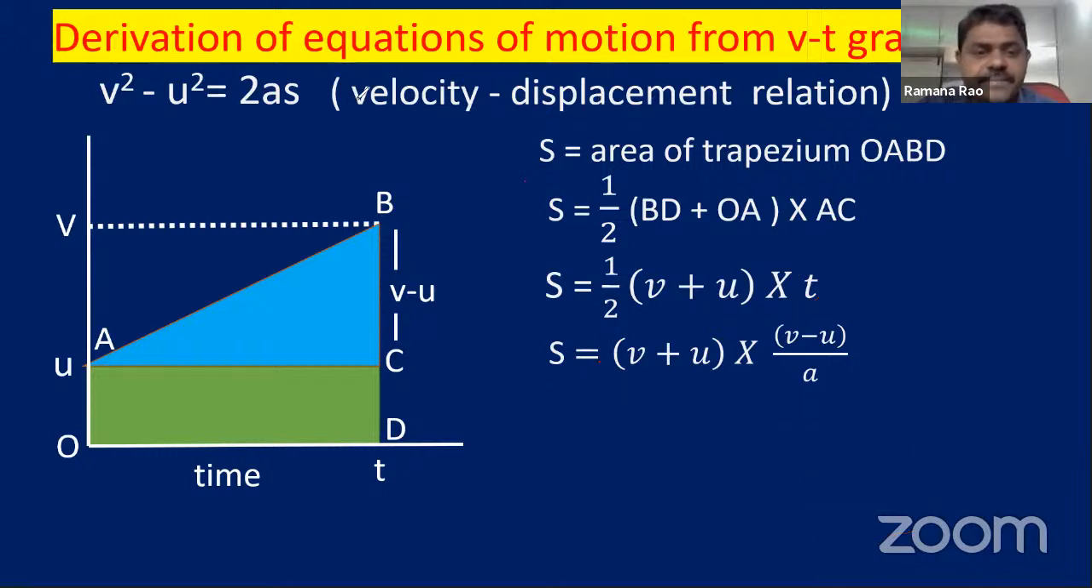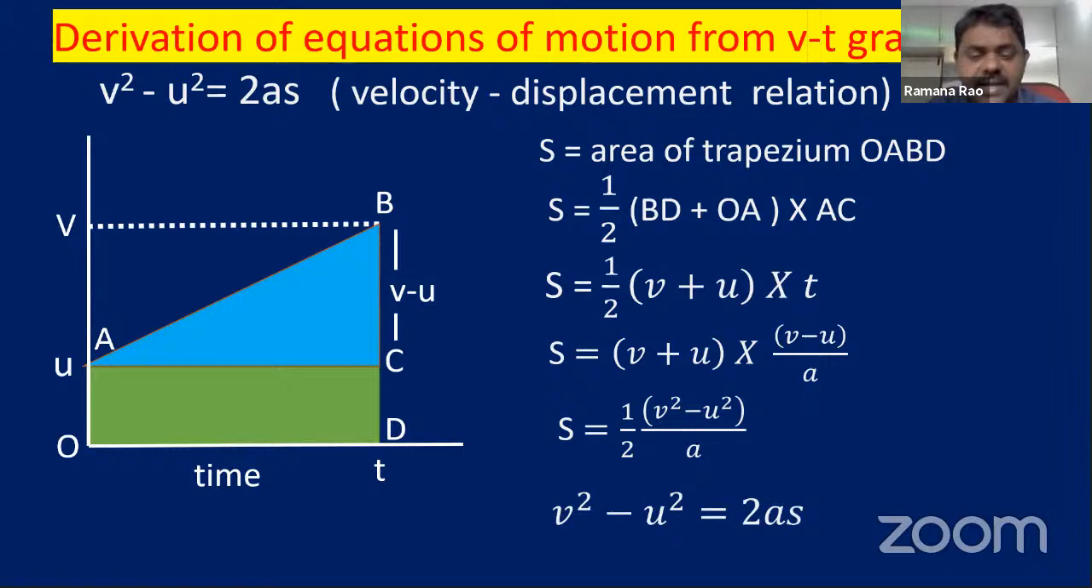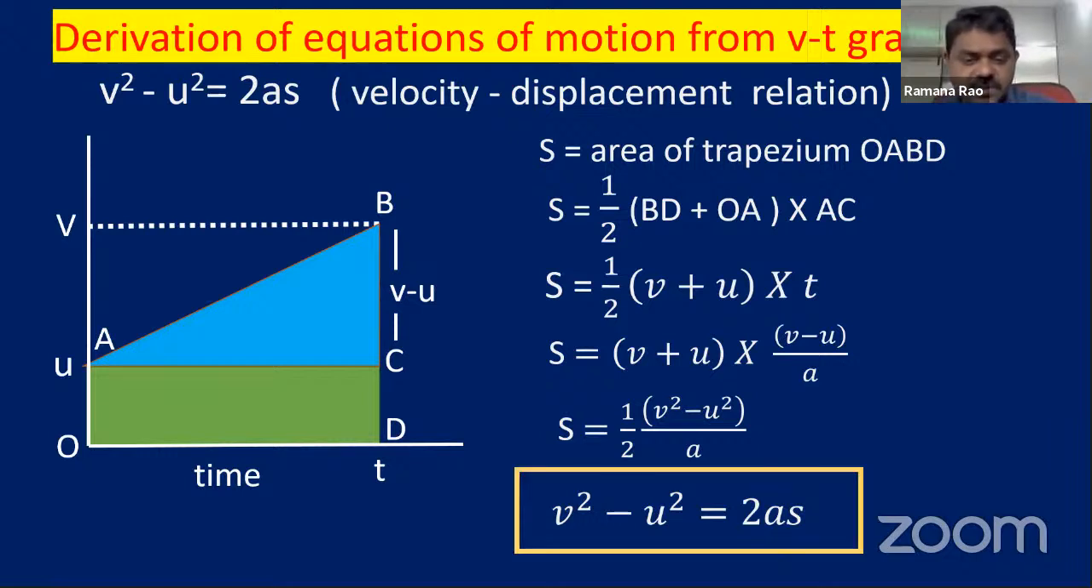So now if you see, S is equal to half into, as you know, V plus U into V minus U. A plus B into A minus B, V plus U into V minus U is V square minus U square by A. So from this, we'll get V square minus U square is equal to 2AS. So this is how we can derive the equation V square minus U square is equal to 2AS from the graph. This is also an important equation that you can use in the problems.